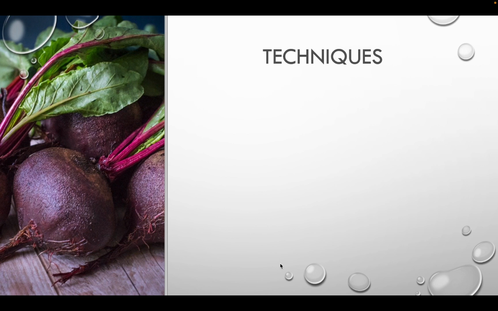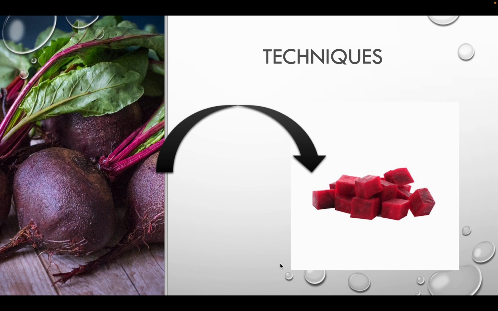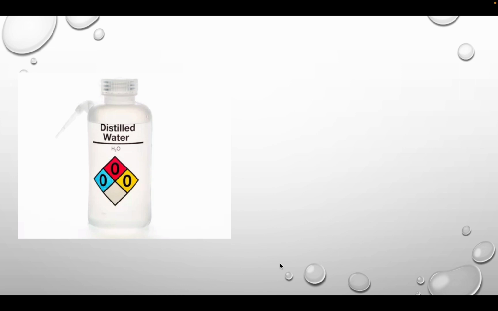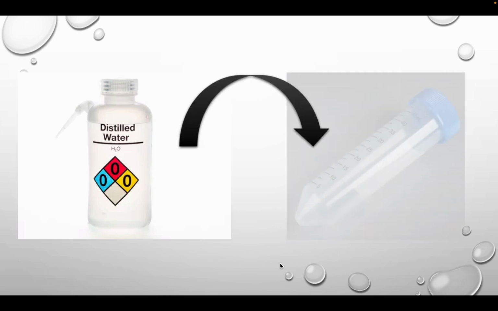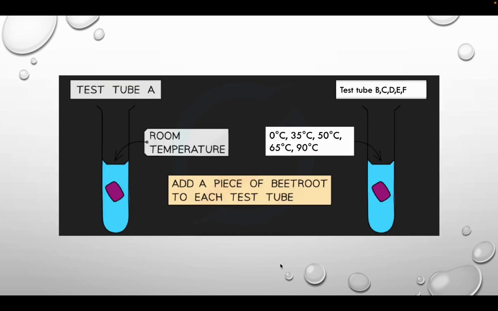And now I'm going to talk about the techniques. So first, we're going to take some beet samples, and then we're going to cut them into the same sizes. It's better if you carefully cut them in the same size because it's going to affect the future measurements. In the next step, we're going to fill 6 test tubes with 10 milliliters of distilled water and put them aside.